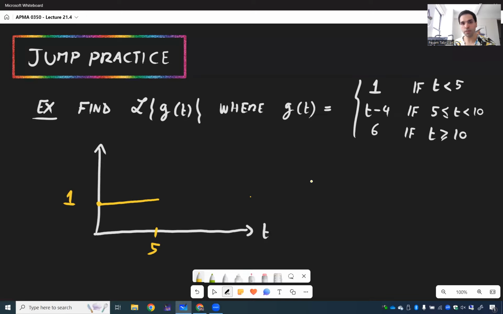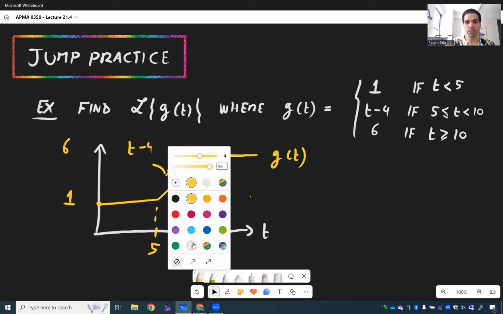And then the function becomes linear. So t minus 4 until 10, where the value is 6. So this is 6, and that would be t minus 4. So that is g of t. And what we have to do, we have to write g in terms of step functions, the Heaviside functions, and then take Laplace transforms.